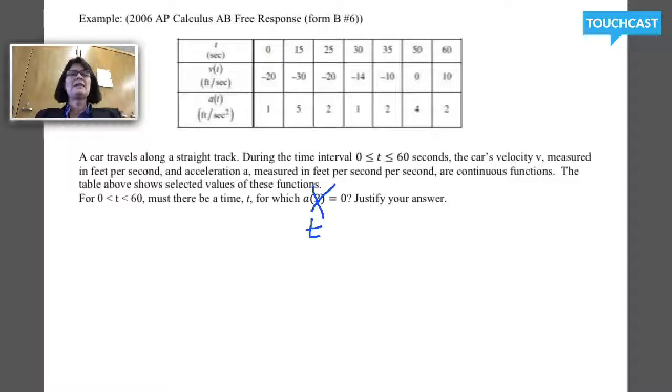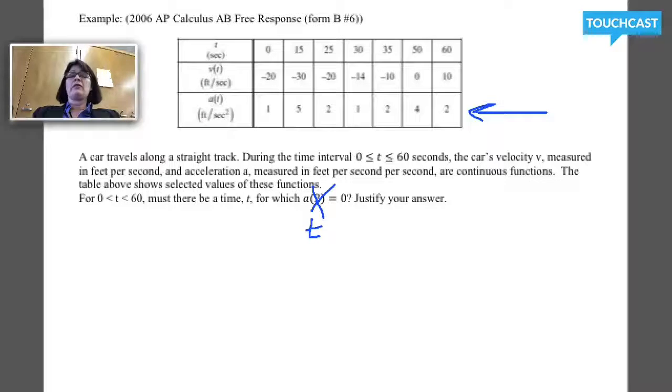So the question they're asking is, for time on the interval 0 to 60, must there be a time t at which the acceleration of the car equals 0? And justify your answer. So if we sit down and take the AP test and we see this problem, you kind of just go through the year in chronological order. So one good tactic would be to look here at the acceleration values.